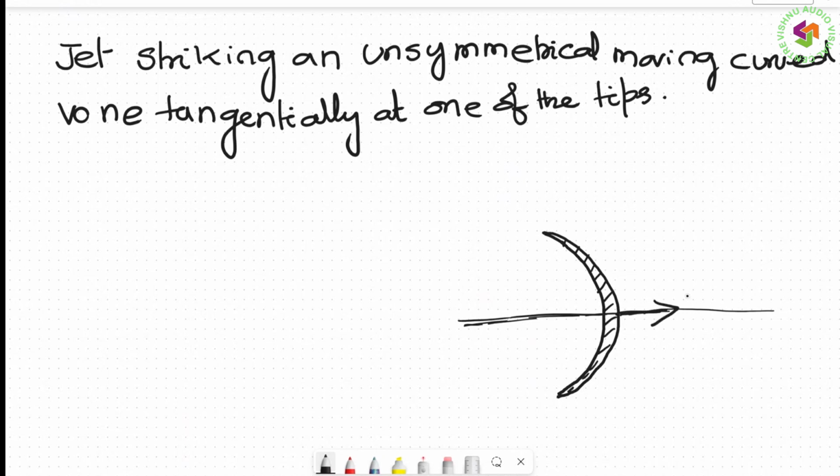The vane is moving. This is U. Now the jet is striking here. This is V1. The jet is leaving here. So this is the case, and the vane is unsymmetrical. The jet is striking at an angle at V1 here, and the vane is moving at U, which is in the X direction, while V1 is in an inclined position. So if you want to calculate the effective velocity with which the jet strikes the vane, the only way is by drawing the velocity triangles.